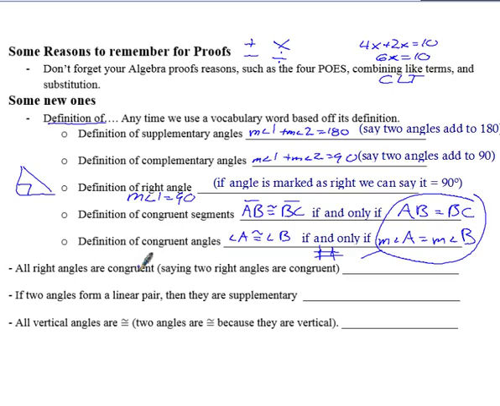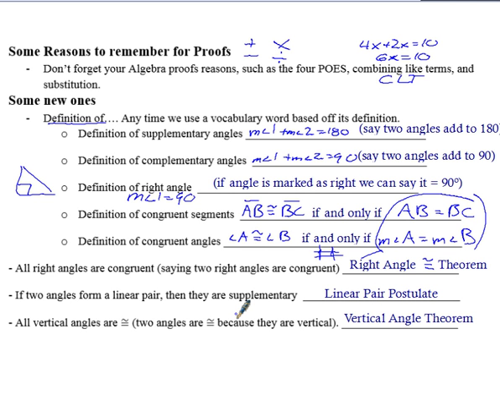If I have more than one right angle, I can say that any right angles are congruent to each other. That is called the right angle congruence theorem. You can abbreviate some things here. Anytime I say congruence, it's cool to just draw the congruency symbol. If two lines form a linear pair, I can say they are supplementary. That is called the linear pair postulate. And then all vertical angles are congruent. In other words, if two angles are congruent because they're vertical angles, that's called the vertical angle theorem.